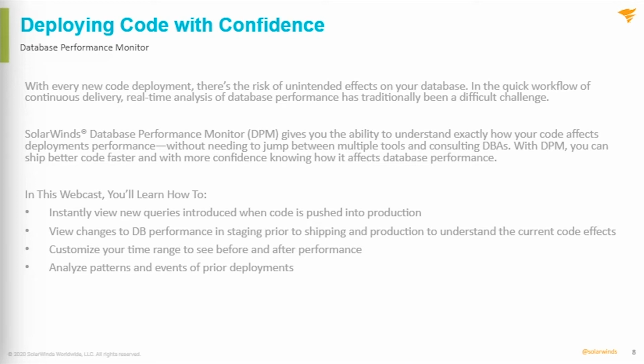What we want to show you in this webcast is how you can view new queries introduced, and see changes to database performance, possibly in staging, so you can run it through a QA process before pushing it out to production. You can also change your time frame. Sometimes you may make a change and it happens every hour, once a day, or once a week, so you need to be able to adjust your time frame to show that particular interval. If you make code changes and it takes place on Sunday, looking at it right now is not going to do any good.